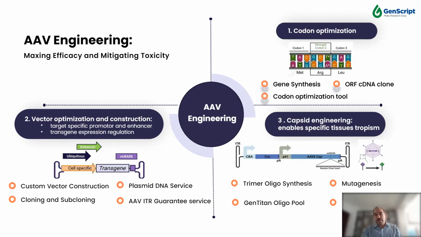We can also optimize the capsid to enable specific tissue tropism, concentration of the virus to specific tissues or types of cells. We can synthesize the trimer oligos. We can perform mutagenesis to mutate various genes. We can offer you mutant libraries if you prefer to do these mutations yourself using our GeneTitan oligopool technology. So we have very strong capabilities from beginning to end to help support your AAV engineering efforts.